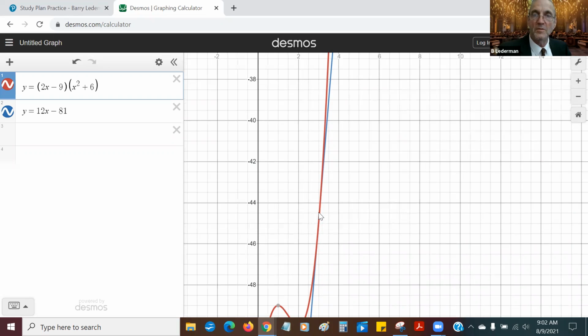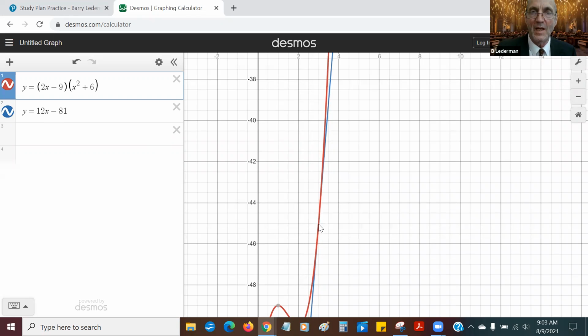Usually Desmos helps you with this. Well, I see when it's 2.9, that's negative 40. But, by the way, if x is 3, 12 times 3 minus 81, that's 36 minus 81. That's negative 45. And you see we're kind of in that region.